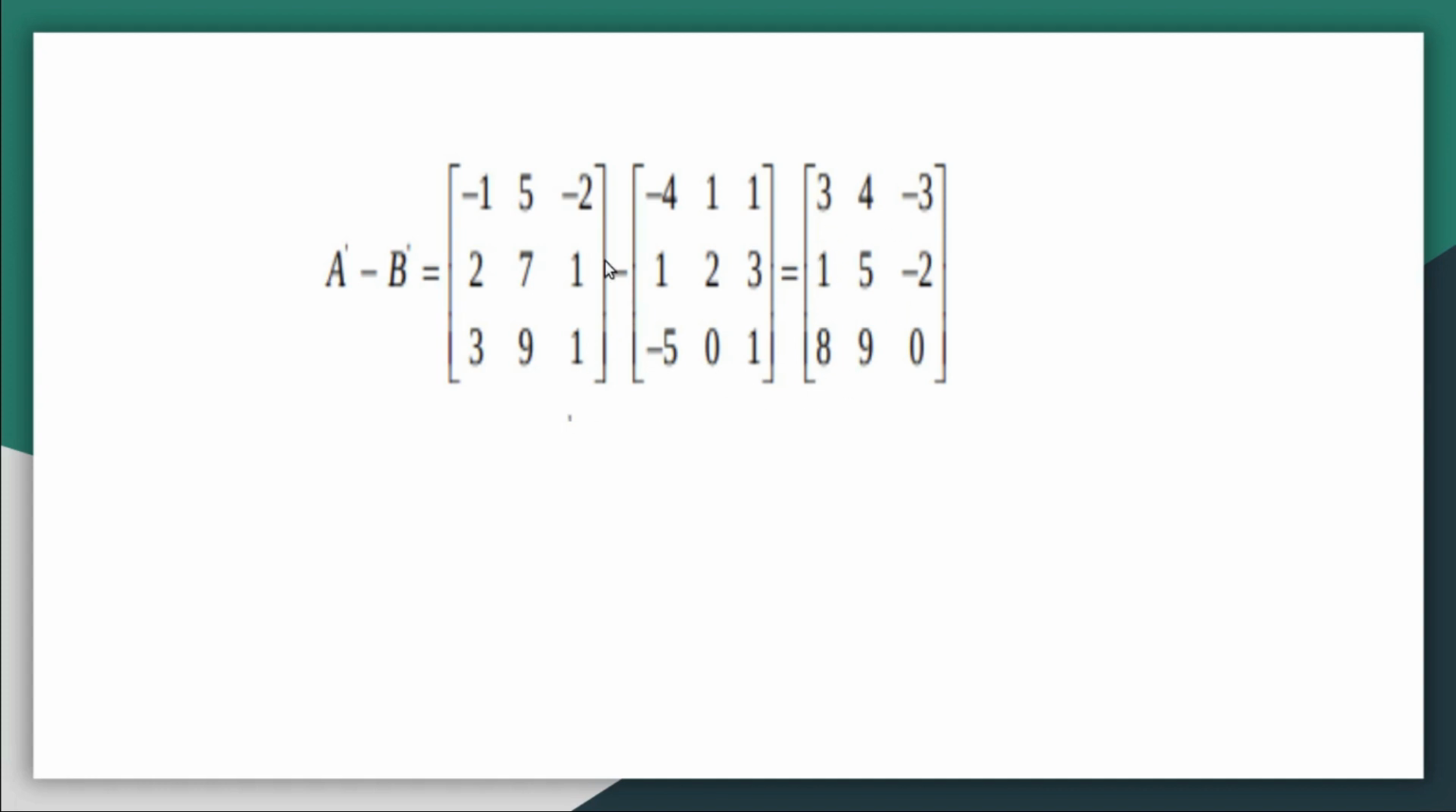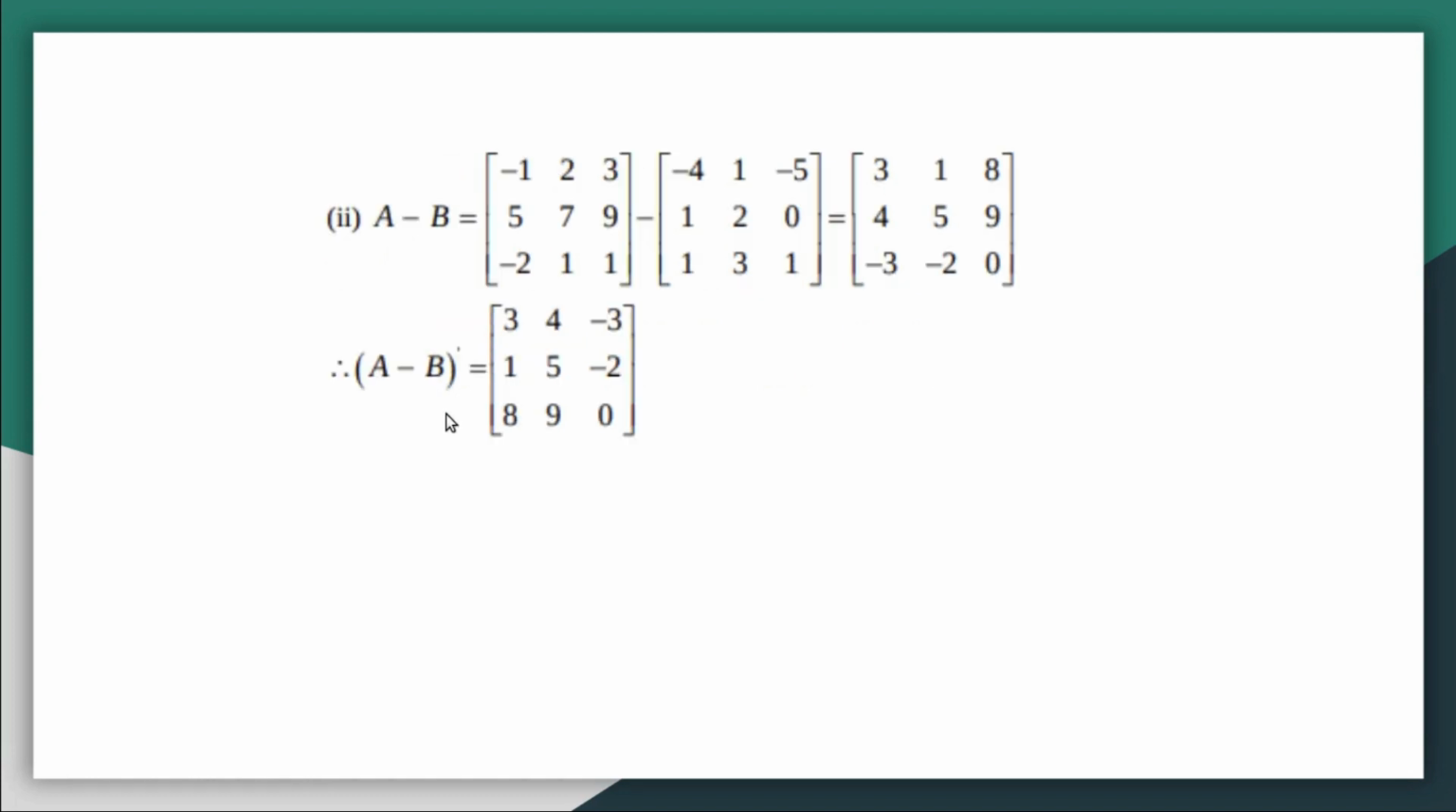Now compare A dash minus B dash. Here (A minus B) whole transpose is the matrix 3, 4, minus 3, 1, 5, minus 2, 8, 9, 0.